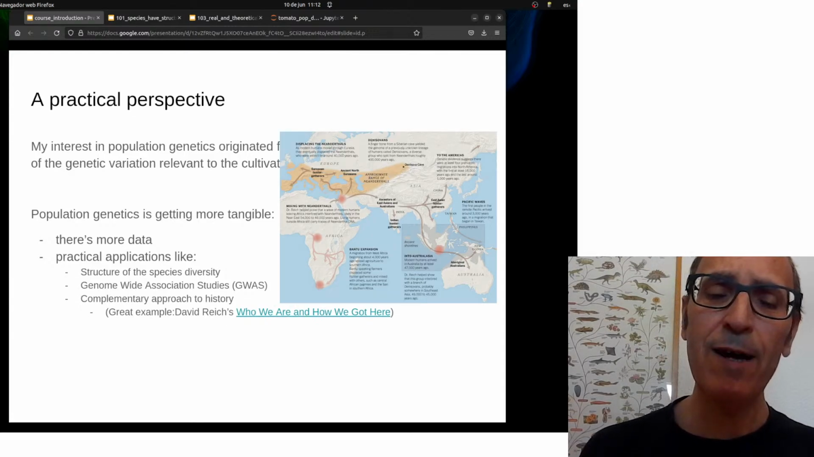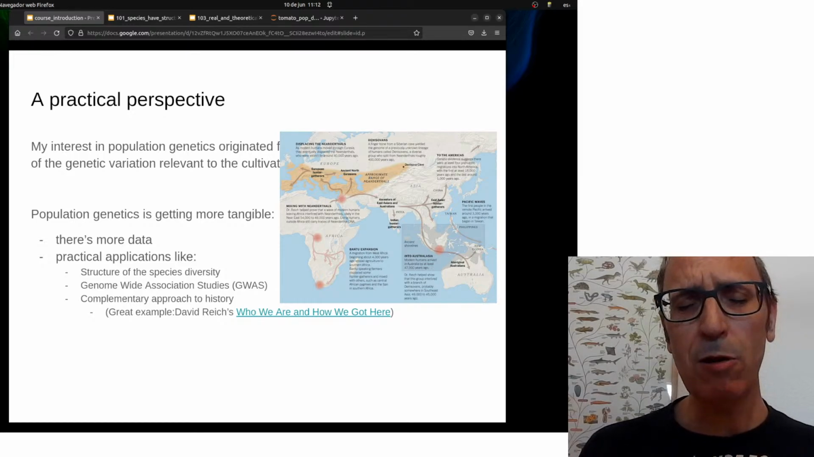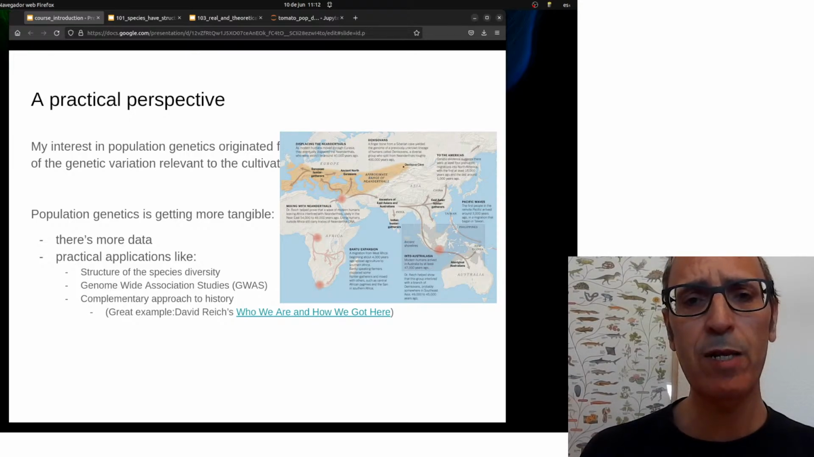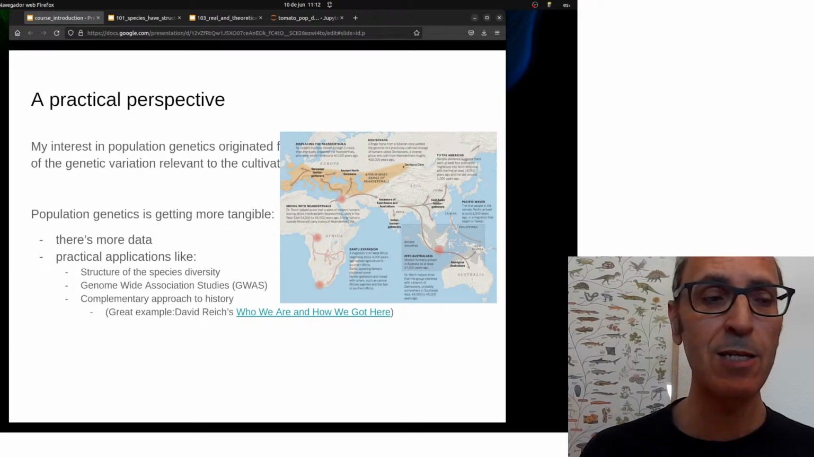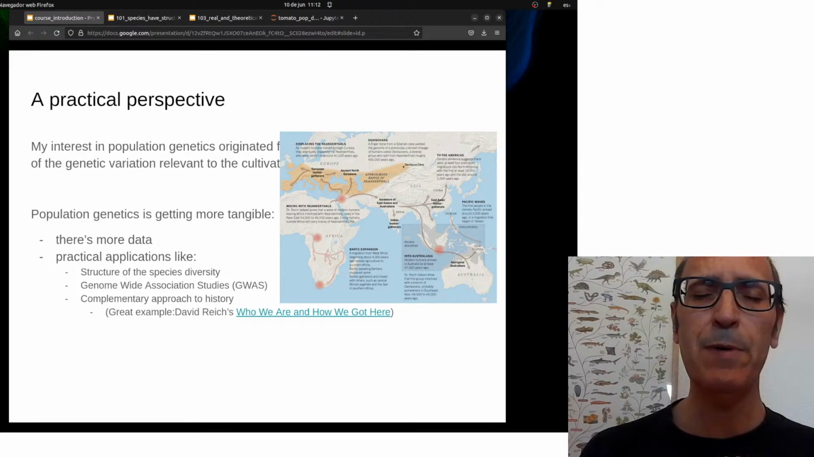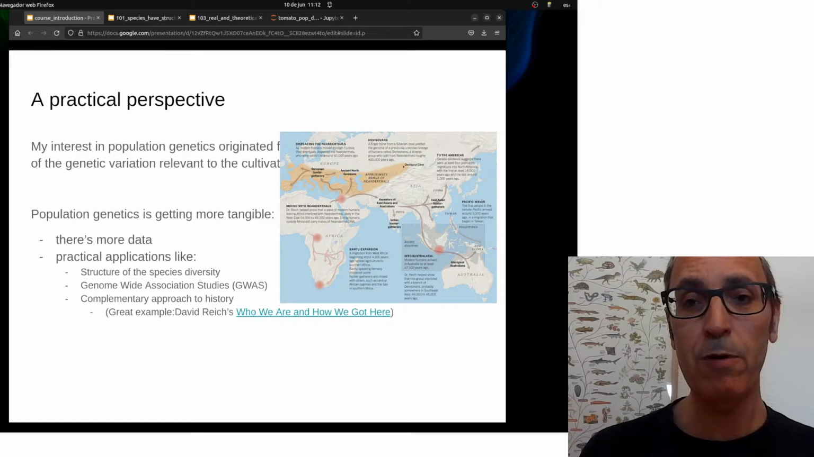And finally, there are lots of studies about history. Genetics can complement other evidence in order to unveil history, and it can do it very effectively. For instance, we now have a very detailed history about prehistory in humans that was impossible before, and all that is done by using population genetic tools.